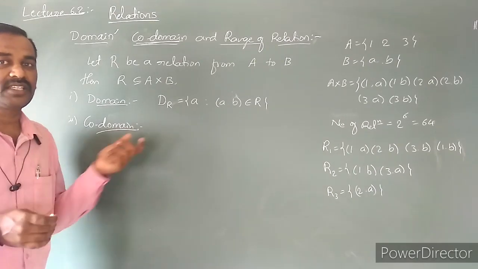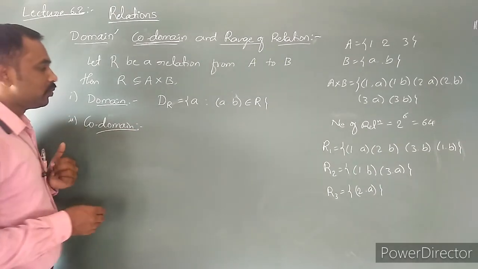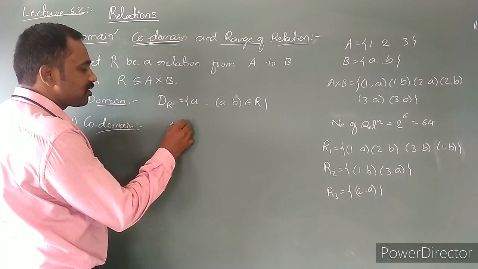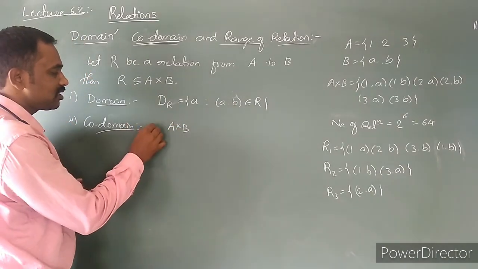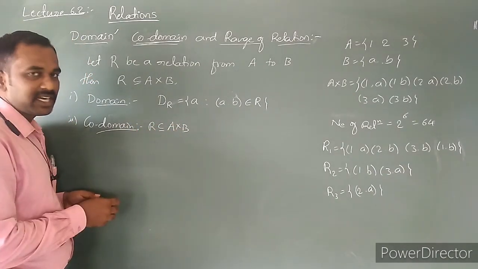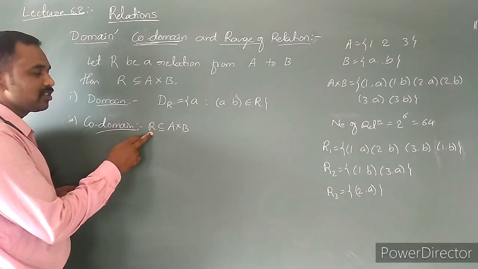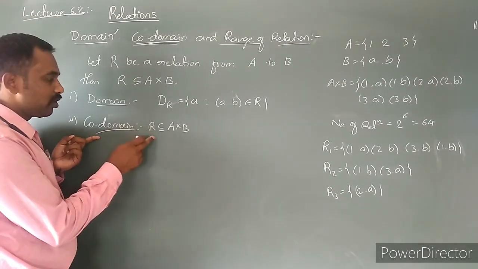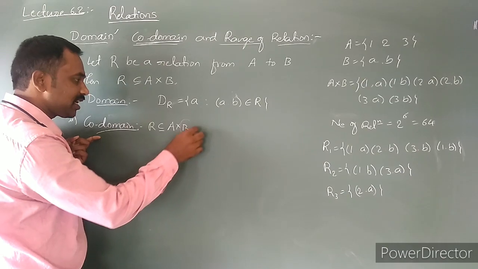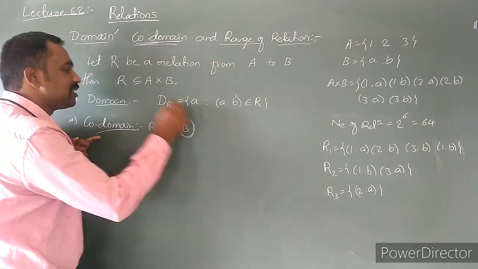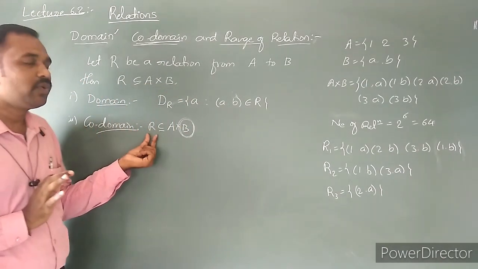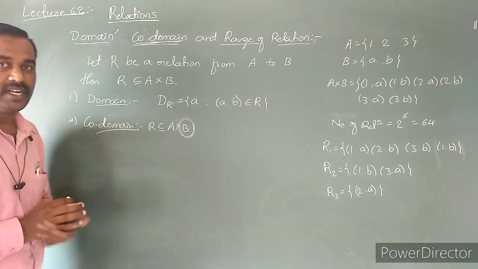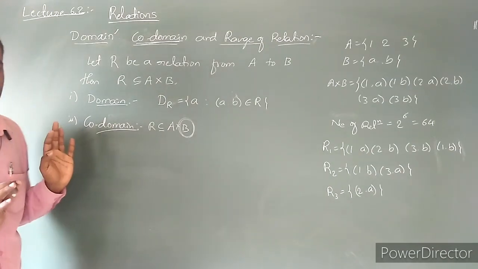The second set of the Cartesian product. What is the Cartesian product? A cross B. The relation is a subset of the Cartesian product. I need to find the codomain of the relation R. The codomain of the relation R is nothing but the second set. That is our required codomain of the relation.